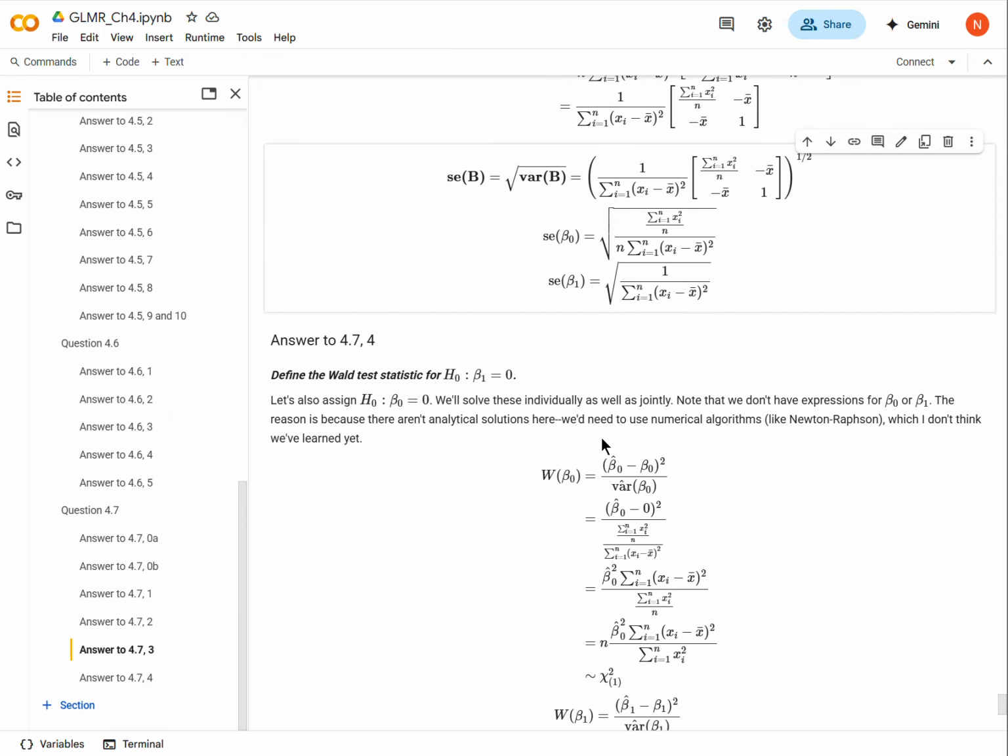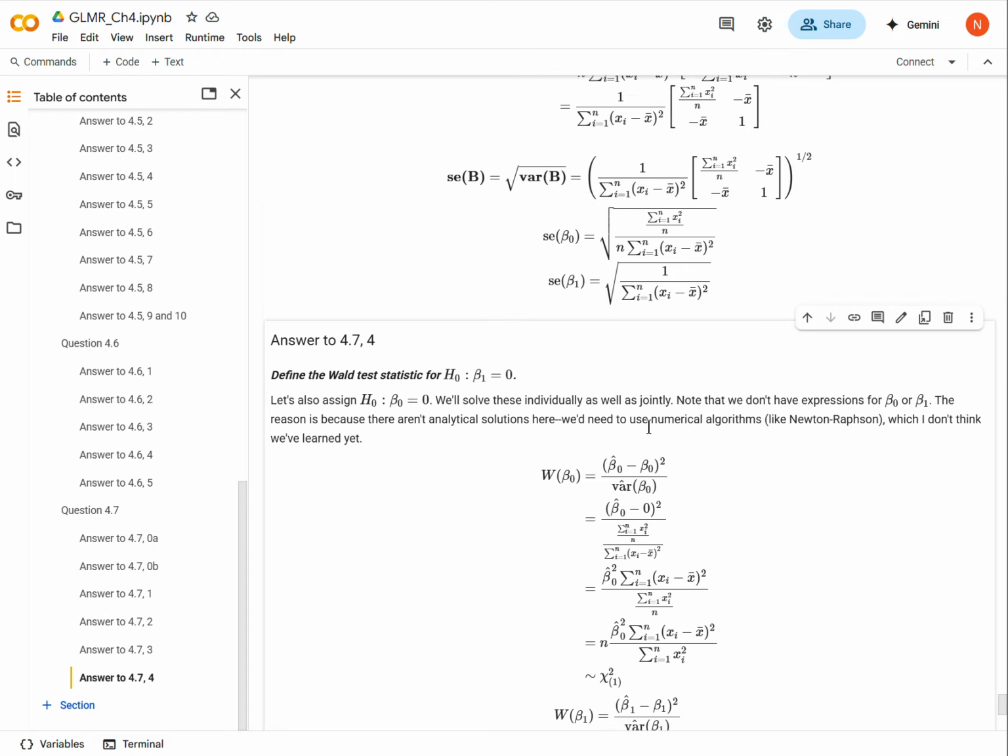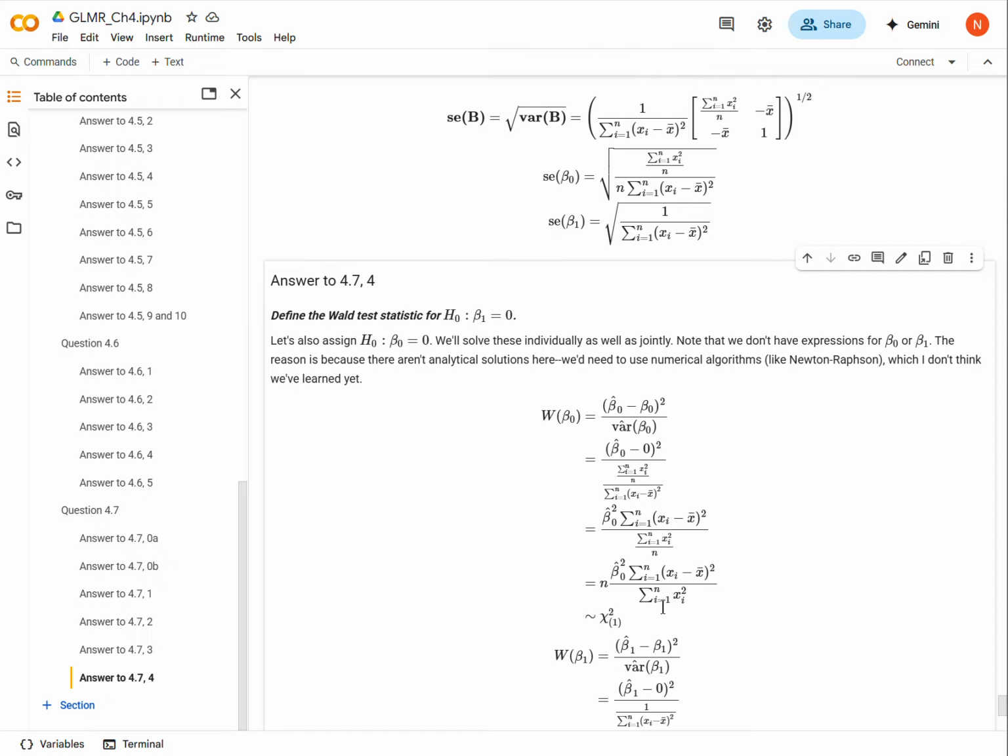All right, and then finally, we need to define the Wald statistic for beta 1 equals 0. But again, just because we can, we'll also do beta naught is 0. So we actually have two null hypotheses, and we're going to solve this in two different ways and get two different answers. What do I mean? First, we're going to treat beta naught and beta 1 as individual hypotheses. We're just going to take the estimate for beta naught and for beta 1, put them into a Wald statistic, push through and find a final expression for them.